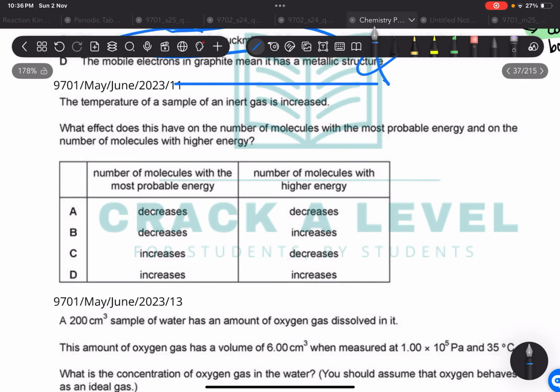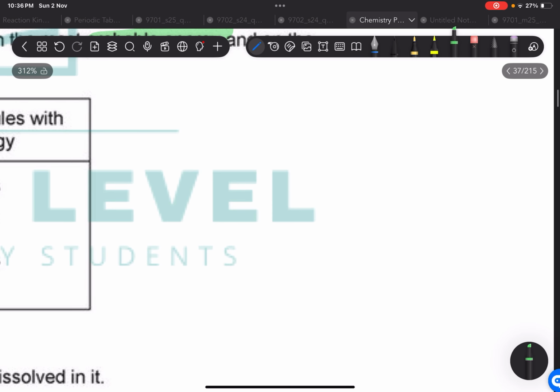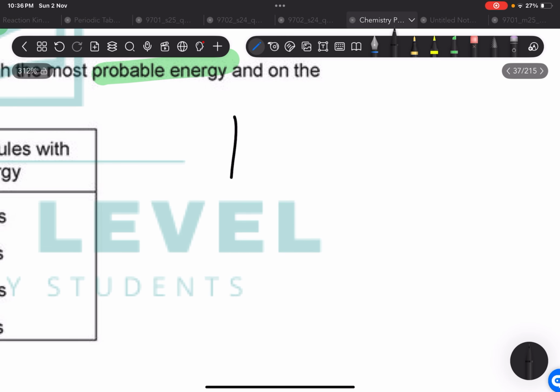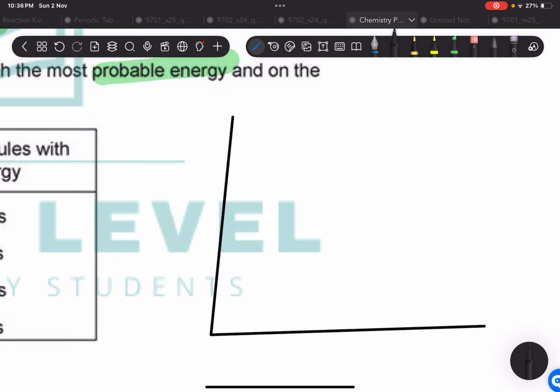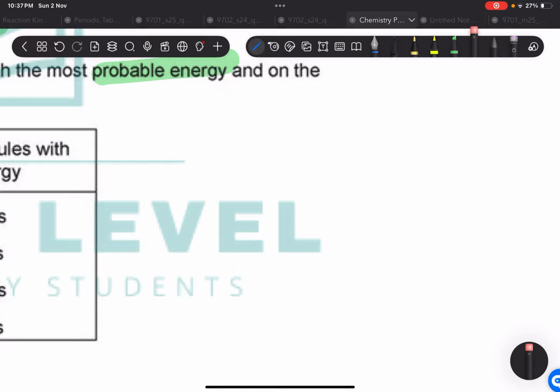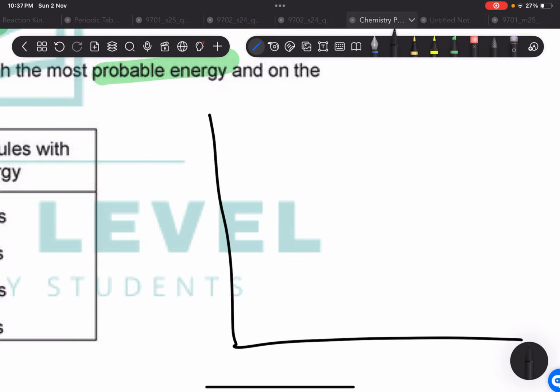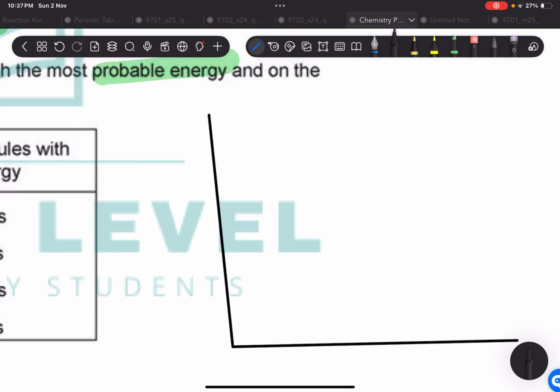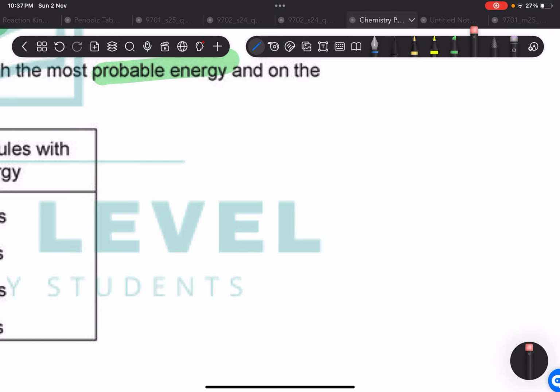Okay. The temperature of a sample of an inert gas is increased. What effect does this have on the number of molecules with the most probable energy and on the number of molecules with high energy? So what do we have to do? Over here we have to draw a good curve, like this, of number of particles.